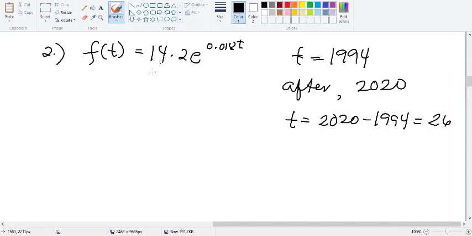So, ilagay lang natin siya dito, no? Diretso lang. 0.018 times 26. And using the calculator again, it will be 14.2 e raised to the power of 0.468. Tama ba?